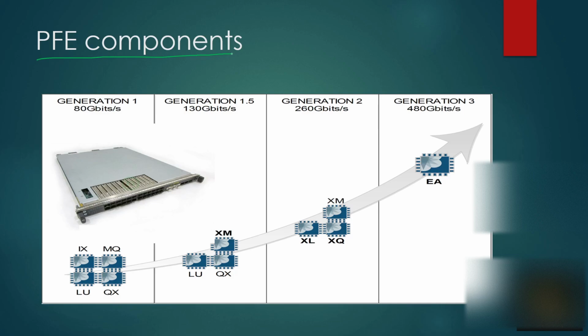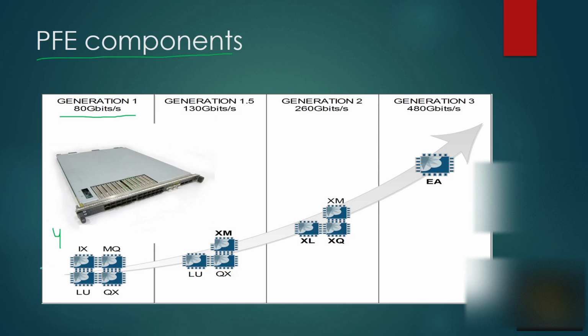PFE is located in MPC and DPC. These are the MPCs. I told you the types of MPCs: MPC type 1, type 2, type 3, type 4, like that. Internally, they use chips, ASICs. The first generation of MPC line card supports up to 80 gigabits per second bandwidth. So here you have 4 chips. It's a first generation line card.